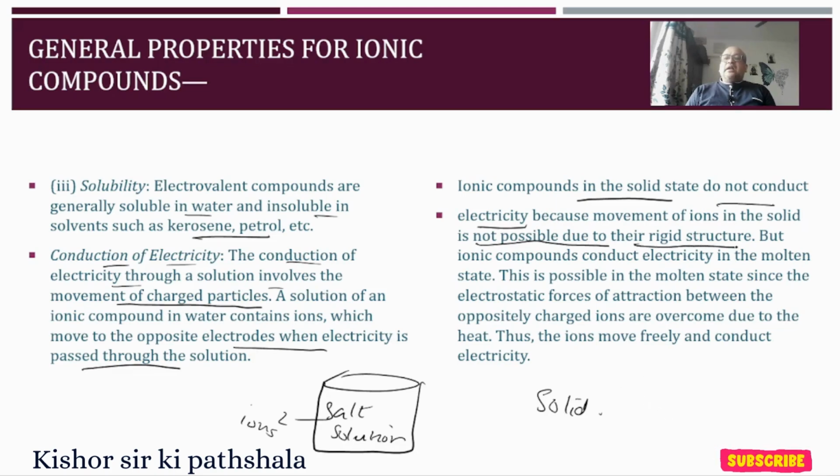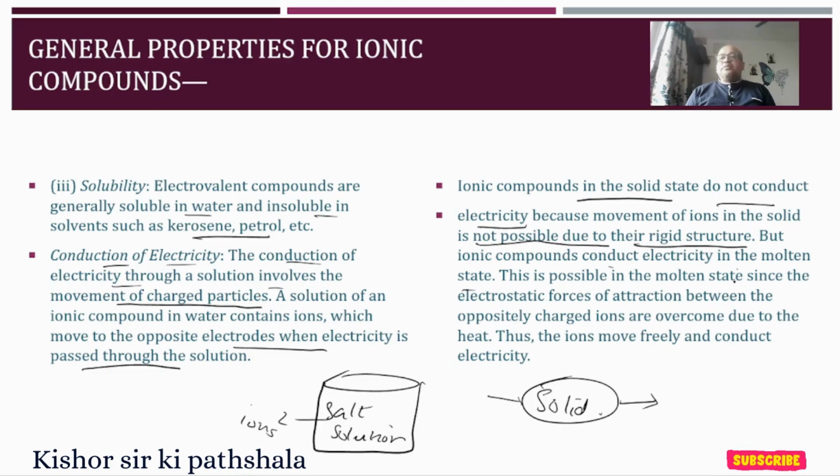So you'll see that a rigid structure is there, and that's the reason in the solid the electric current will not be passed. But the ionic compound conducts electricity in the molten state. Now what is the molten state? When you heat any solid and it reaches its melting point, at that time it becomes a molten state, that is the liquid state.